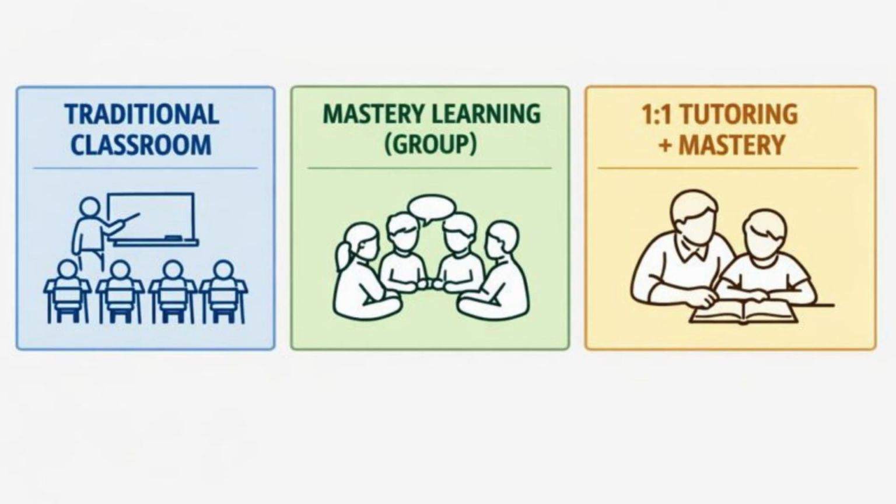The third condition was the game changer: one-on-one tutoring with mastery learning. With a personal tutor, something different happens. The tutor sees misunderstandings immediately. They can adjust their explanation on the fly. If a student doesn't understand, the tutor tries a different approach. Misunderstandings get fixed before they become habits. And the results are dramatic. Students who were average performers ended up performing like the top students in the traditional classroom.